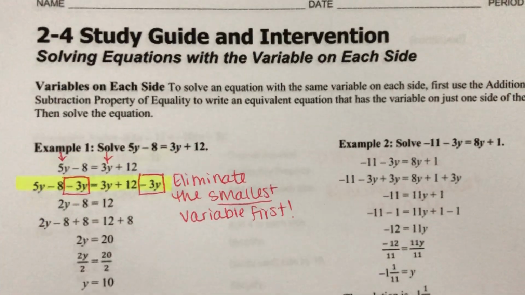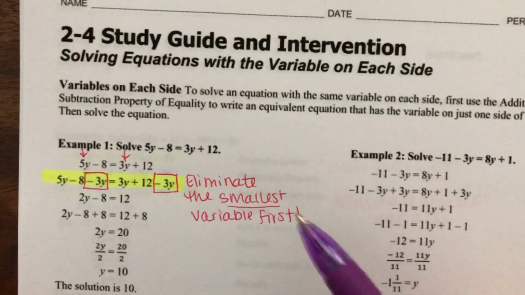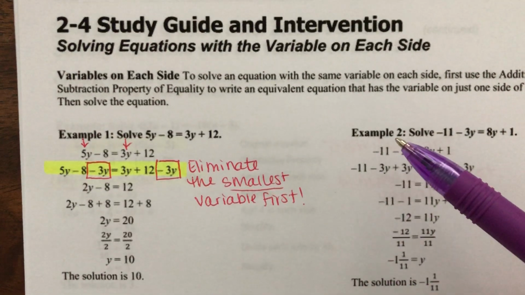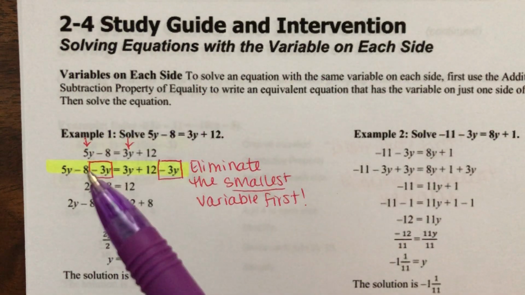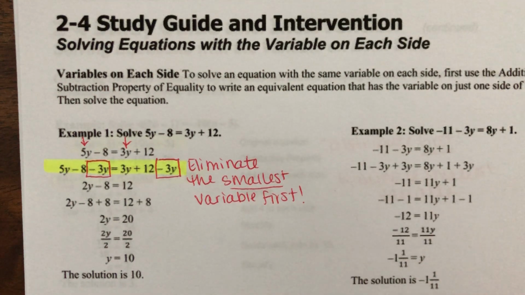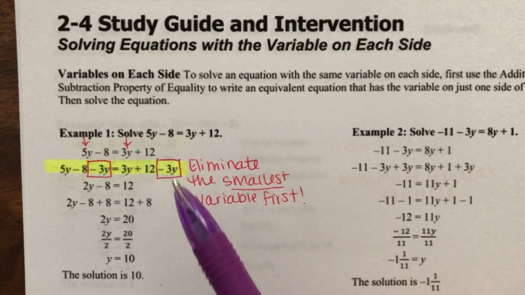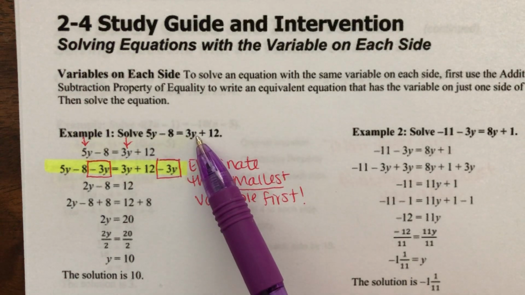This is lesson 2-4 on solving equations when there is a variable on both sides of the equal sign. So just to run through this quickly, you have your study guide that you're going to complete, and there are questions, an explanation on here, and lots of examples. So up here, they give you 5y minus 8 equals 3y plus 12. So obviously there's a y on both sides of our equal sign.